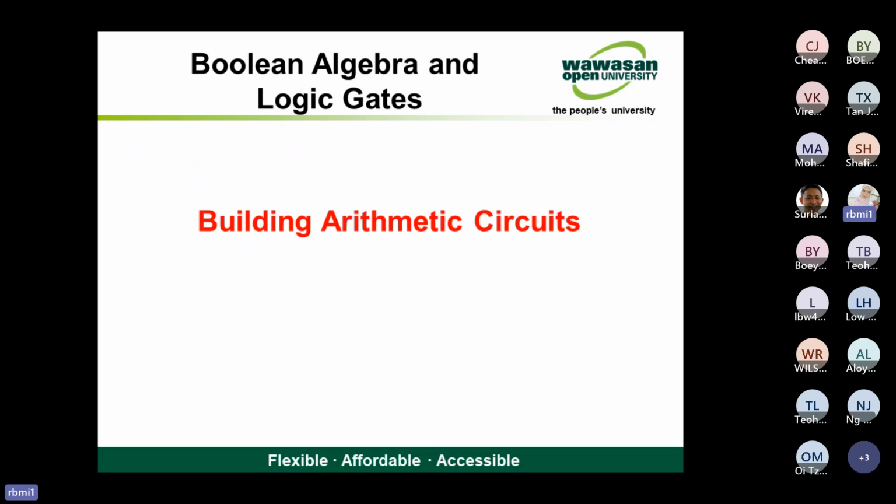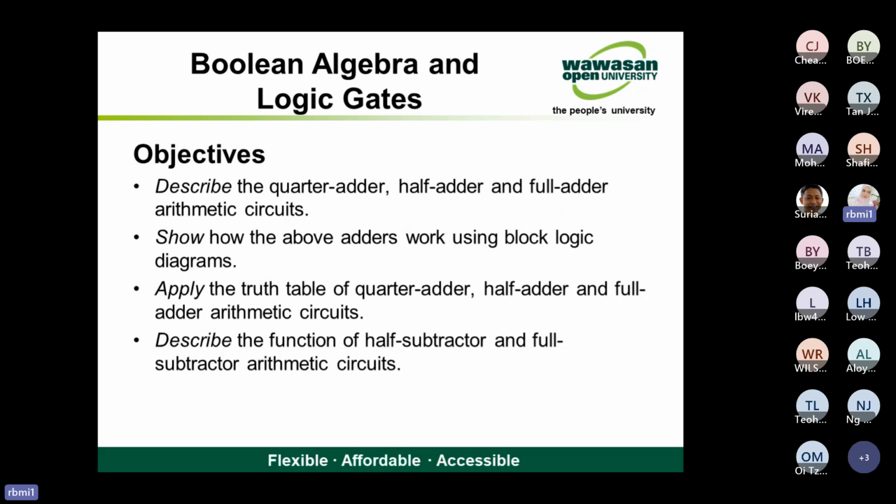So next, we go for building arithmetic circuits. Here we have the adders, and how we can use them in block logic diagrams. Electronic computers mainly do binary calculations in their operations. Now we will look at how arithmetic operations are performed by using logic gates. The most basic arithmetic operations involved are addition and subtraction. Remember, the most basic are addition and subtraction.